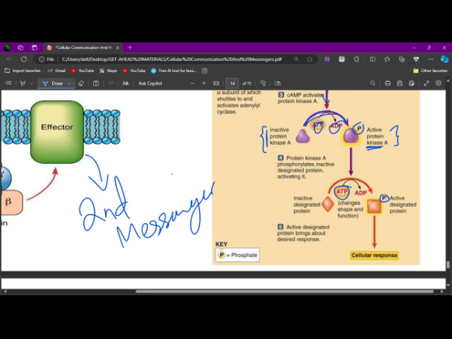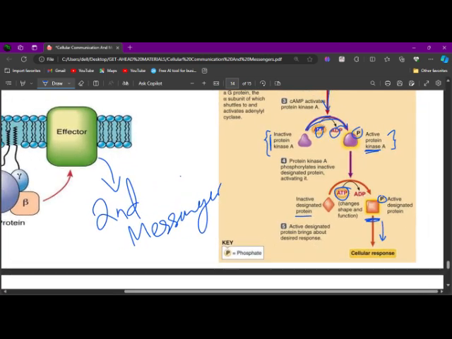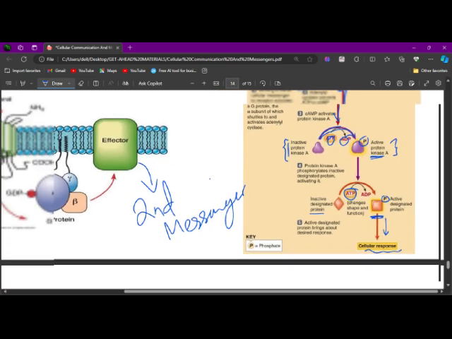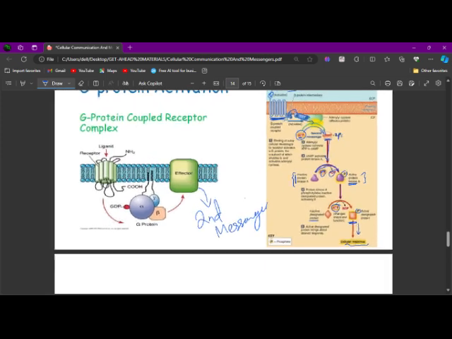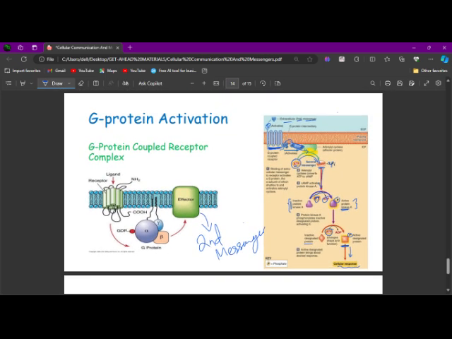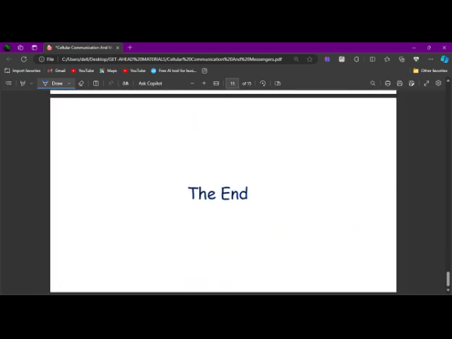So we are getting an inactive designated protein and activating it here. These proteins come in various forms. This protein can either be another enzyme, or it can be a protein that needs to be activated for particular reasons. That is what is going to be happening, and then that is going to elicit a certain cellular response that we are going to see as the ultimate goal of this G protein activation. So that is that on G protein coupled receptors, and that comes to the end of this video on cellular communication and messengers.